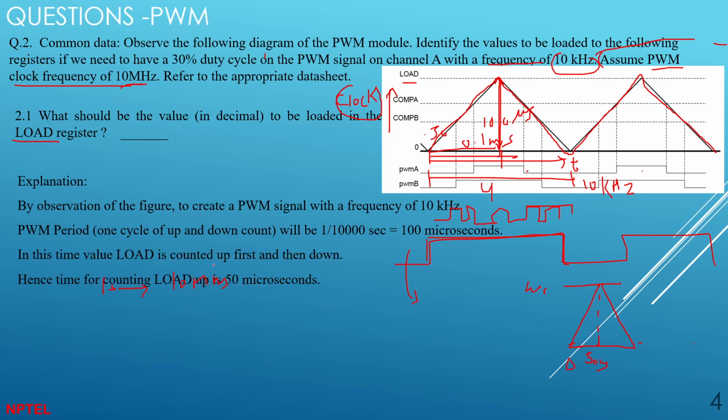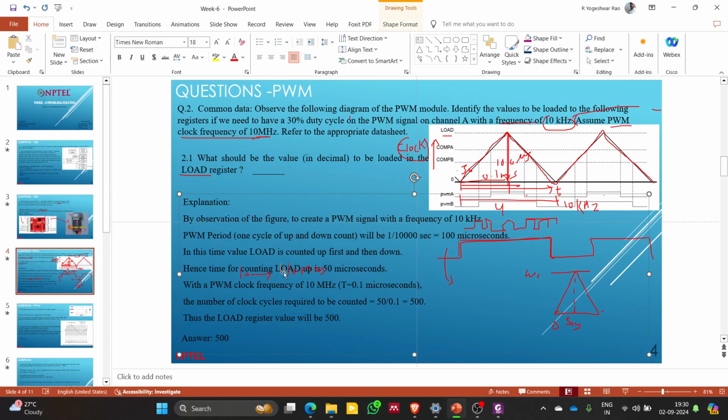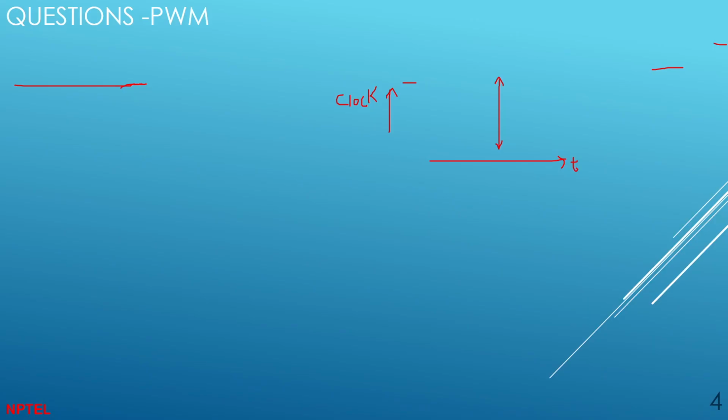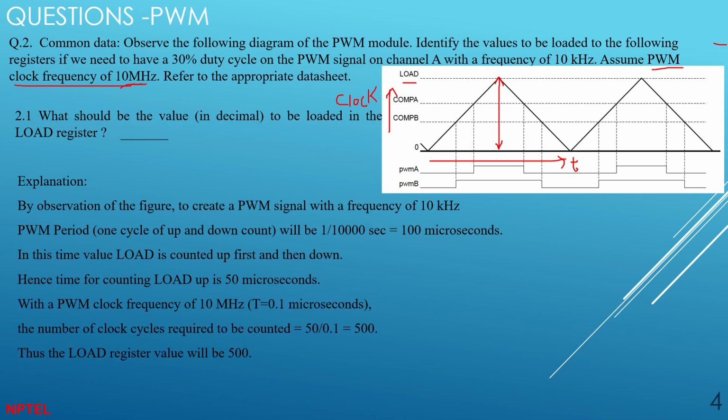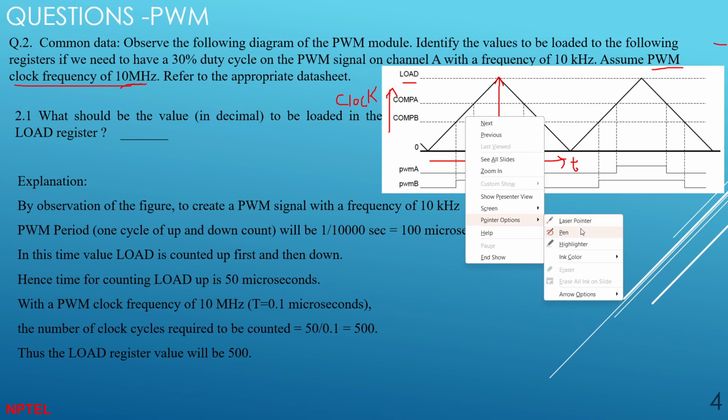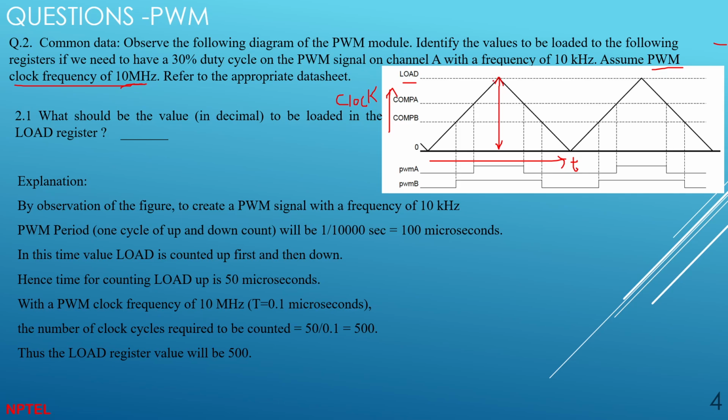In this case, the load value is counted up first and then down. When you go from 0 to the upper part, up to load, it takes some number of clock cycles, so the time counting up is 50 microseconds. From here to here it takes around 100 microseconds, and from here to here it takes 150 microseconds. So how many clock cycles is that?